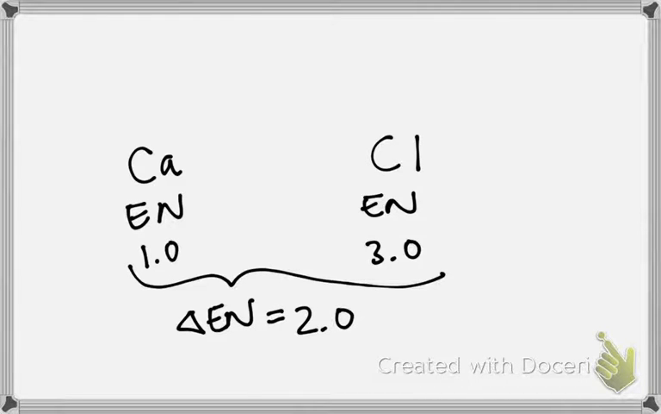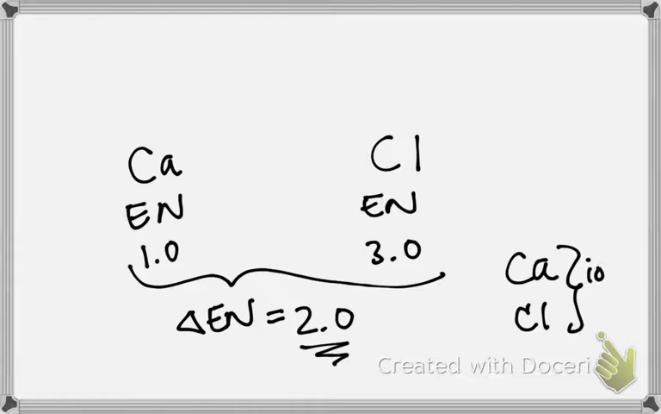And when we look up our rules on the PowerPoint, it tells us that if the electronegativity difference is greater than 1.9, then you're going to have an ionic bond. So if we have 2.0, that's definitely greater than 1.9. So that means when calcium and chlorine meet, they're going to form an ionic bond, because that's what the rules tell us. But what we have to figure out is what that actually would mean for when these two things come together and how we would draw those bonds.